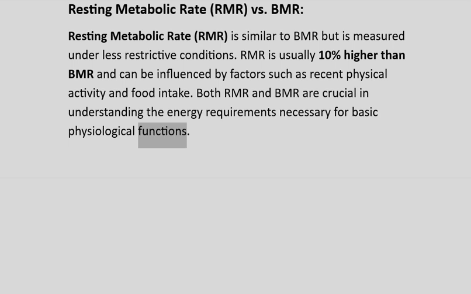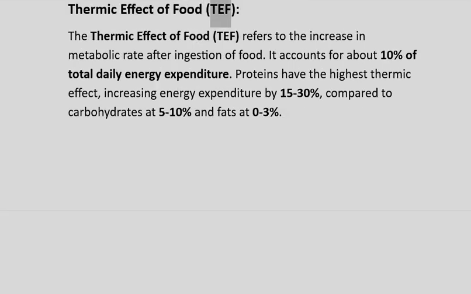Thermic effect of food, TEF. The thermic effect of food, TEF, refers to the increase in metabolic rate after ingestion of food. It accounts for about 10% of total daily energy expenditure. Proteins have the highest thermic effect, increasing energy expenditure by 15 to 30%, compared to carbohydrates at 5 to 10% and fats at 0 to 3%.